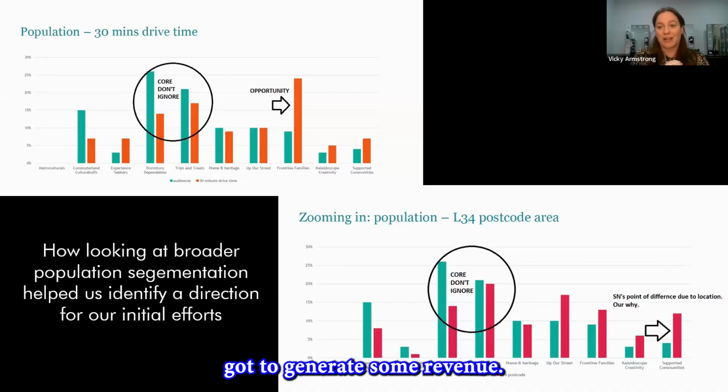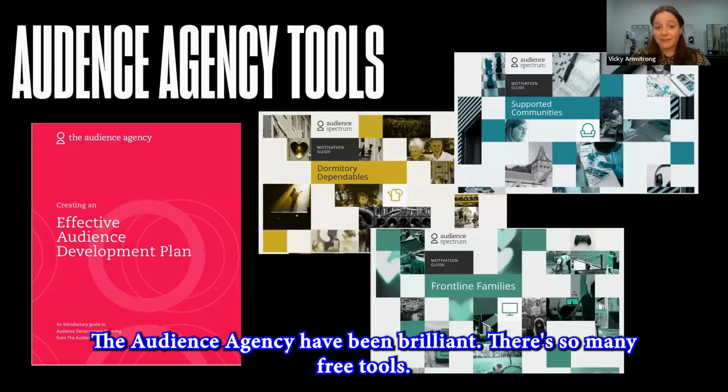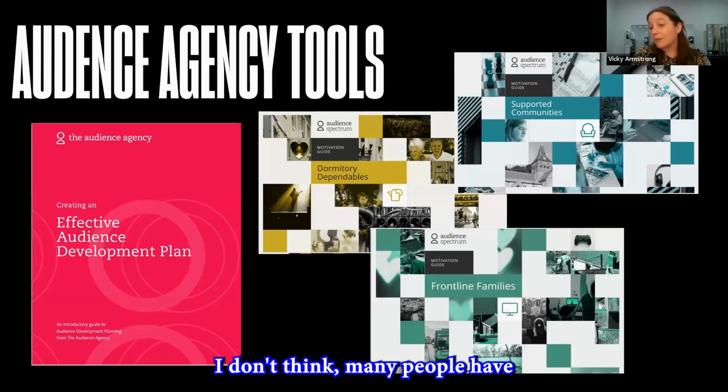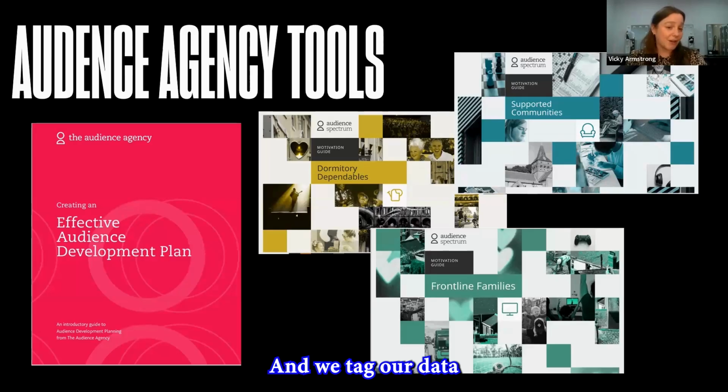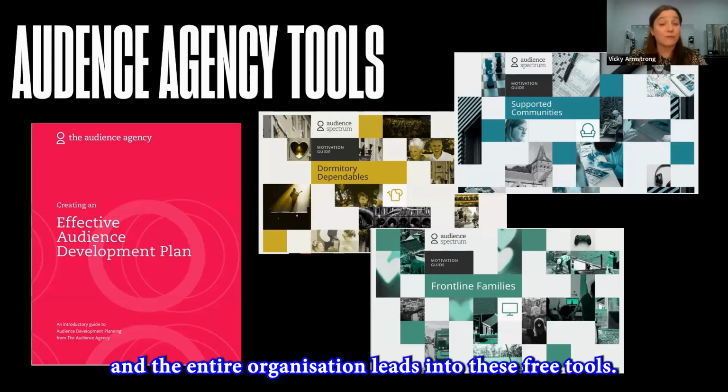But then you've really got to generate some revenue. So you've got to get some of those dormitory dependables in. The audience agency have been brilliant. There's so many free tools. We don't have a big budget. I don't think many people have big budgets to spend loads of money on everything. And we tag our data and we lean into all of those free tools. And the entire organisation leans into those free tools.